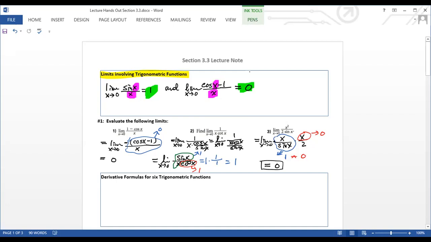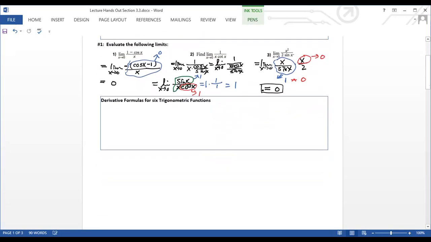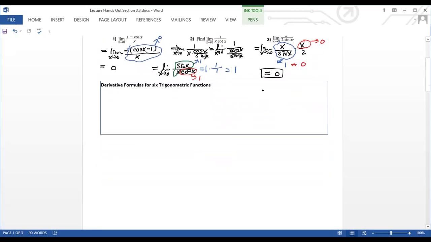So now, like I said, I'm going to use these two limits to help me prove. So first, let me write down the six derivative functions for the trig functions. Now I'm going to prove one of them. So let's just see. Okay, so what are these six here? So let's say d/dx of sine x. The derivative is equal to cosine x.